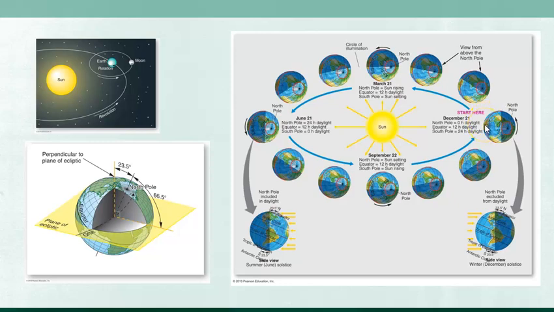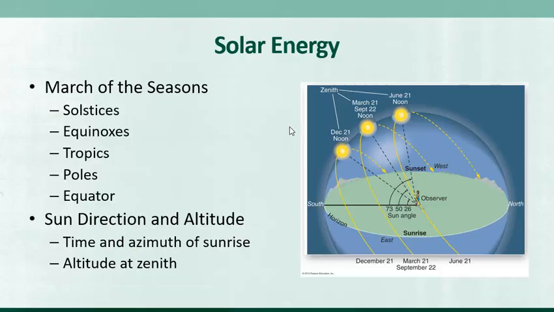It might take you a little bit of time to study this diagram, but try to get an understanding of it so that you have a clear sense of how seasons are created, and how the solstices, equinox, tropics, poles, and equator, as I mentioned, are a part of that seasonality and help us to understand it.